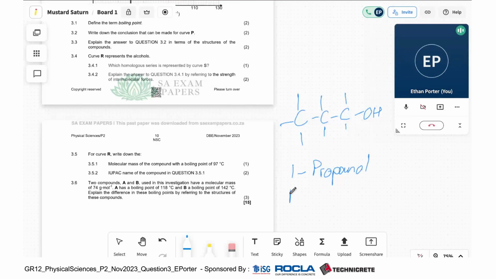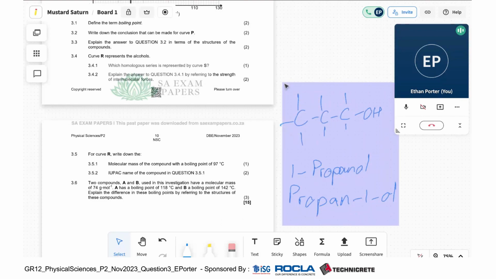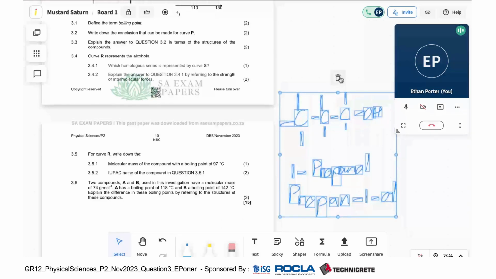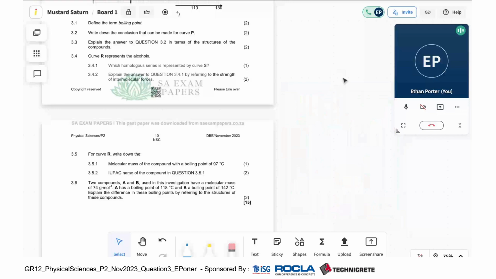or as we discussed before, you can go propan-1-ol, or however you prefer to write it. So that would be the IUPAC name. You have to include the 1, because by including the 1, that's how you distinguish it as a primary alcohol.